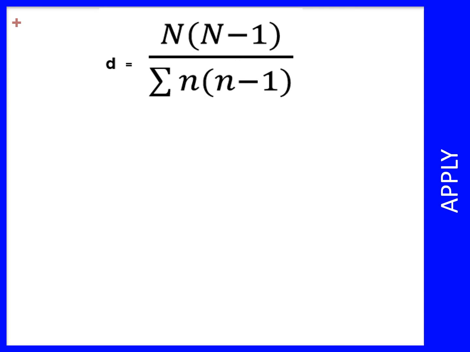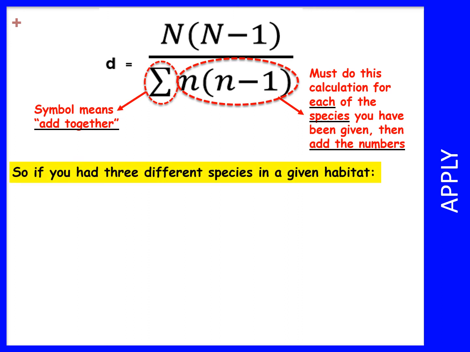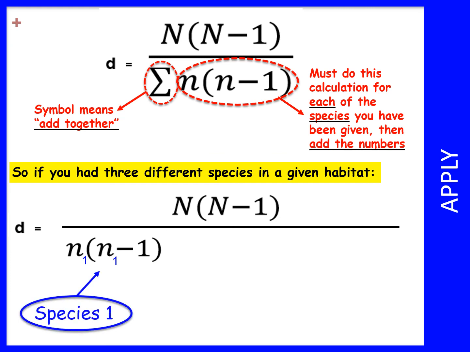So let's just use this equation again. We've got the sum of, we've got n times n minus 1 on the bottom of the equation, and we must do the calculation for each of the different species that were given in that community, in that area. So if you had 3 different species in a given community, in a given habitat, we'd have this expansion. So n1 is the number of individuals in the first species times n1 minus 1. So it might be 60 times 59.